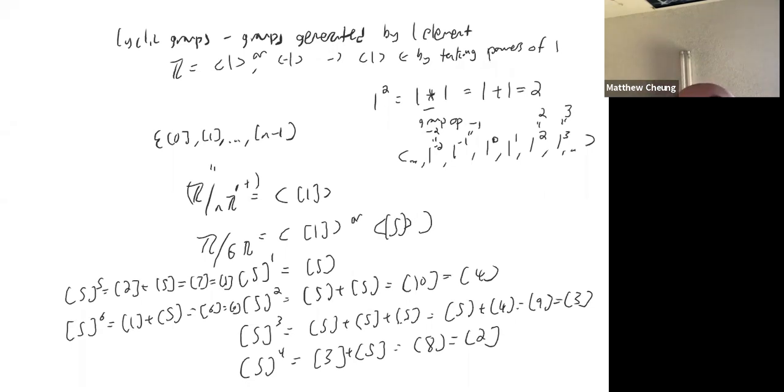Okay, so now that you understand this, let's ask the question. Define phi from Z mod 3Z to Z mod 9Z.